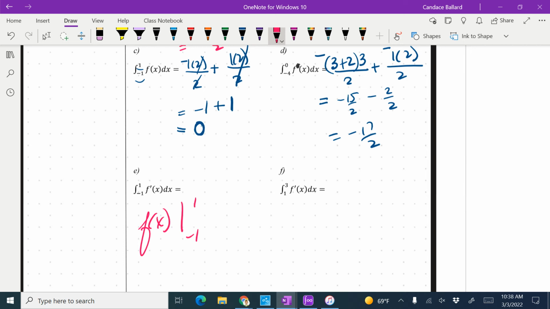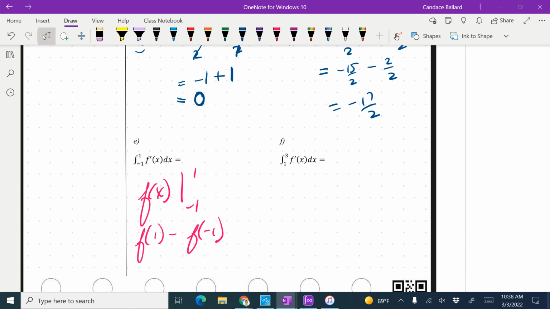So it should look like that, right? Because I had the f prime instead of the f. So now it looks kind of like what we did yesterday, and I'm going to substitute in the 1 minus f of negative 1. Now we have f, which is our graph, and I'm going to go read those values off the graph.